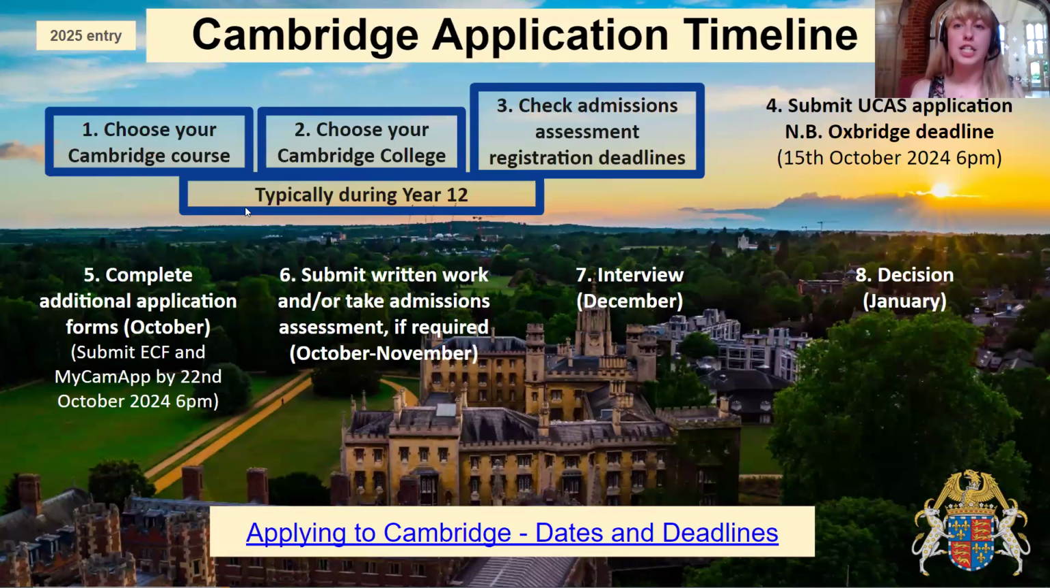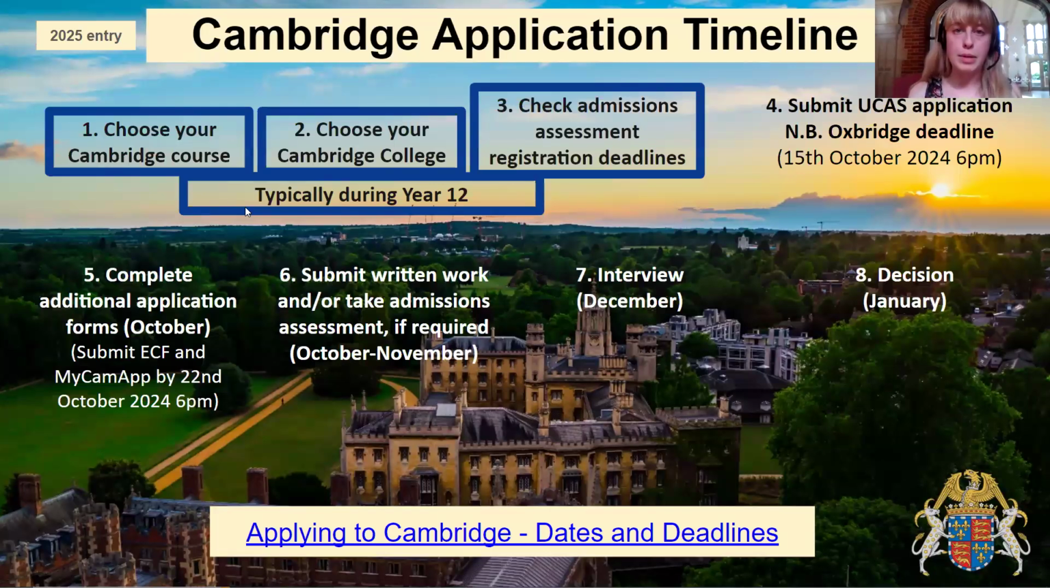A lot of these deadlines are actually earlier than what we call the early Oxbridge deadline, the UCAS submission deadline, which is, as I mentioned earlier, 15th of October this year at 6 p.m. UK time. Once you've submitted through UCAS, you would then have, and this is specific to Cambridge, additional application forms that you need to submit.